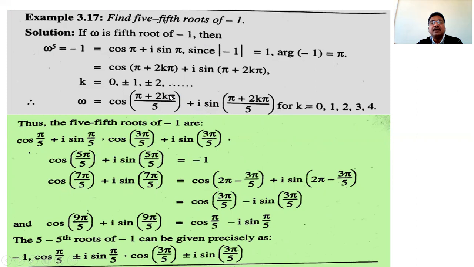So 4 into 2, 8 pi plus pi is 9 pi by 5 plus i. No need to simplify it. Remain as it is. So these are the 5 fifth roots of minus 1.